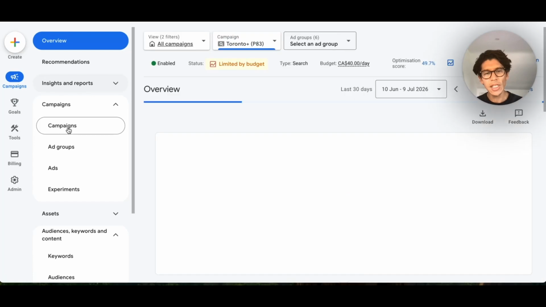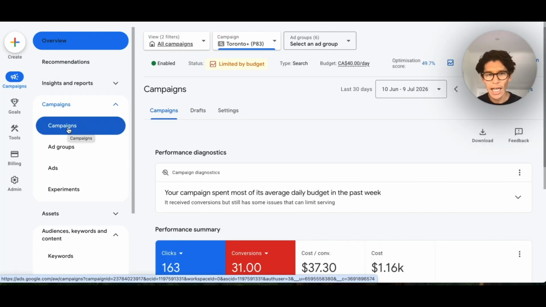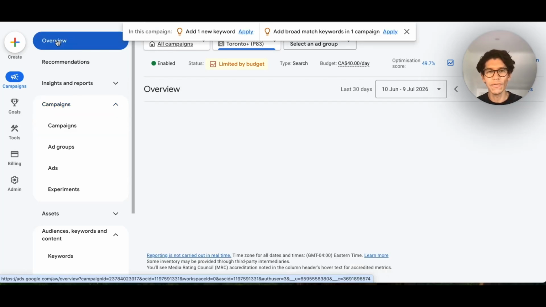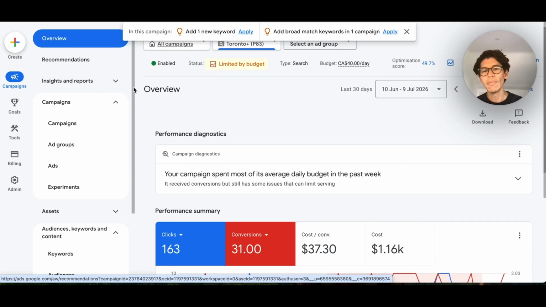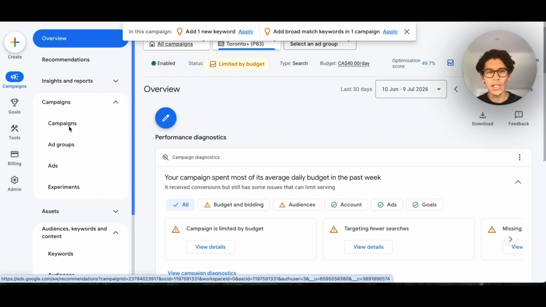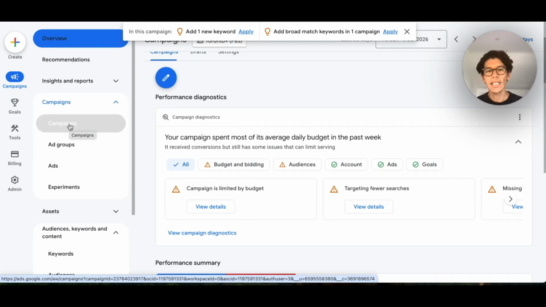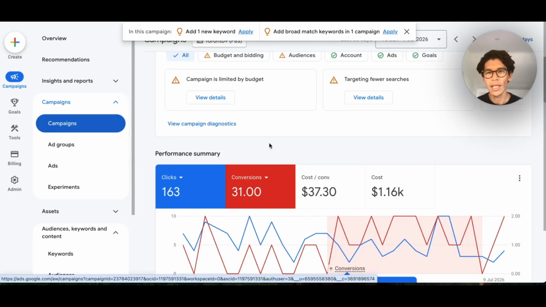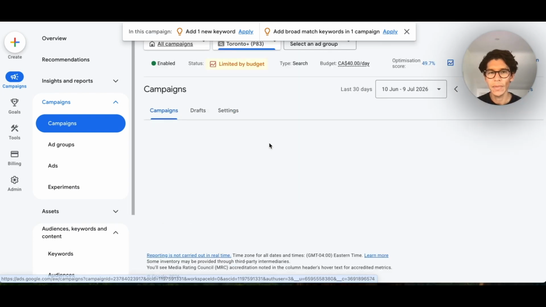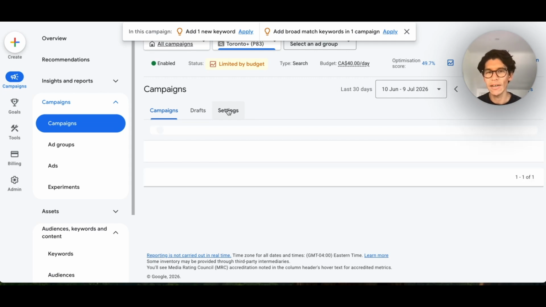So the other thing to say is that once you have your campaign set up, you've selected the keywords, and you've selected your budget, the other thing to do is that you need to select a bid strategy. And if I go into the campaigns down here and go into settings, you'll see that you can bid for these keywords in different ways.